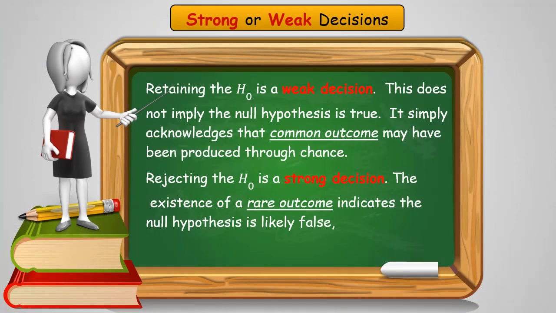Retaining the null hypothesis is referred to as a weak decision. This doesn't mean the null hypothesis is true. It simply means that a common outcome may have been produced by chance. However, rejecting the null hypothesis is a strong decision. The existence of a rare outcome indicates the null hypothesis is likely false.